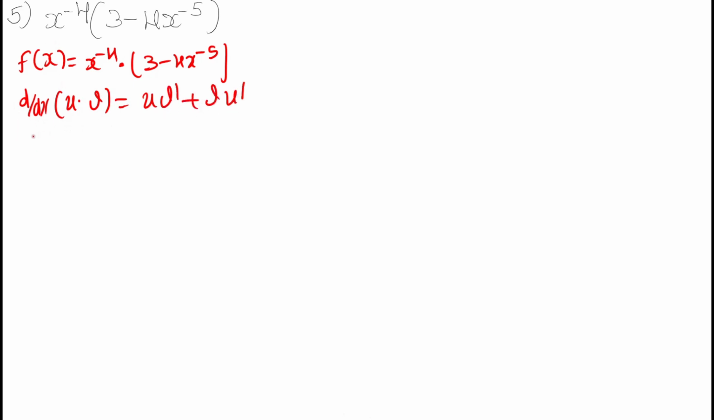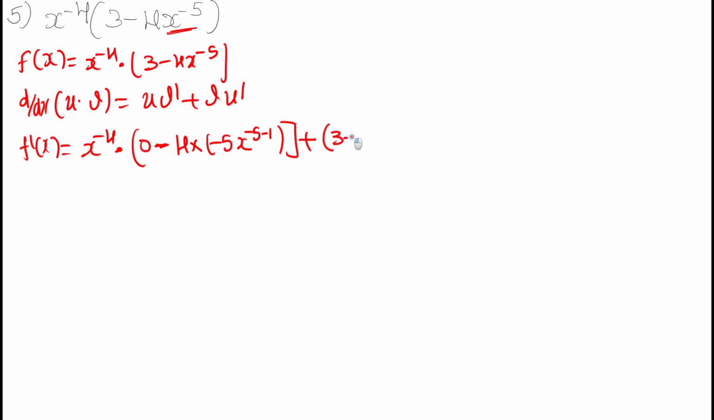So the first term: f dash of x is equal to u, that is x to the power minus 4, into v dash. Differentiation of 3 is 0, minus 4, the 4 is outside, differentiate x to the power minus 5, that is minus 5 into x to the power minus 5 minus 1, plus v, the value is (3 minus 4 x to the power minus 5), into u dash, differentiation of x to the power minus 4, that is minus 4 into x to the power minus 4 minus 1.